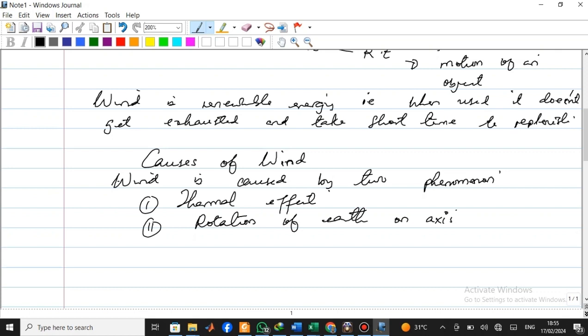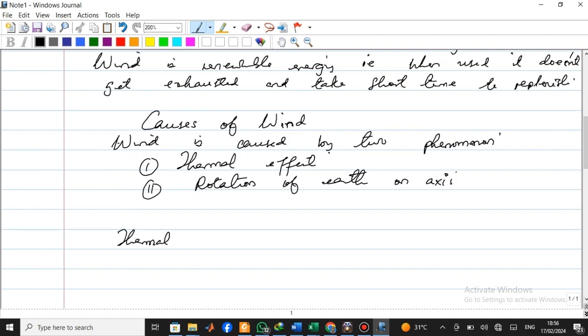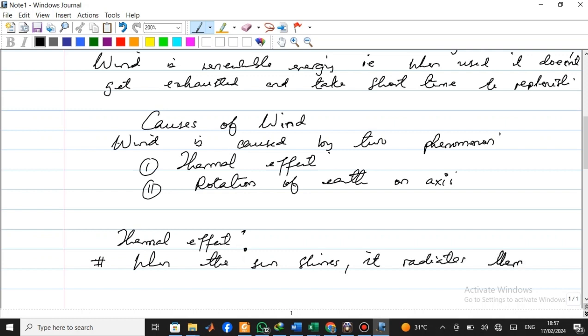Let's first discuss the first phenomenon, the thermal effect. How does the thermal effect cause wind? We know that when the sun shines, it radiates thermal energy, or heat energy, to the Earth's surface.